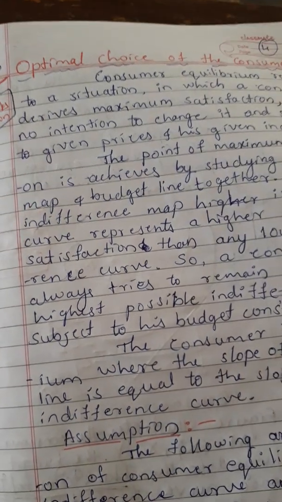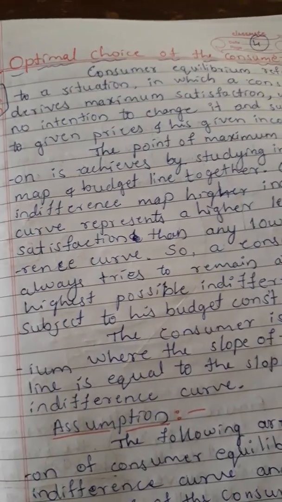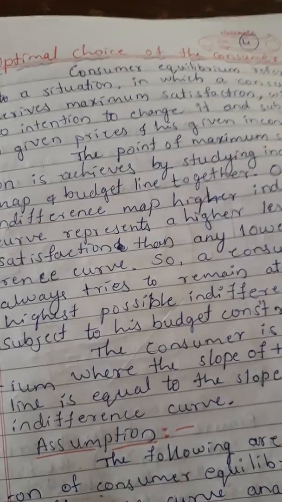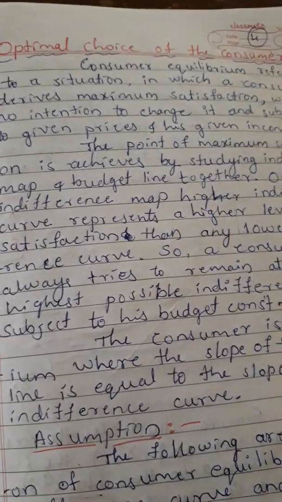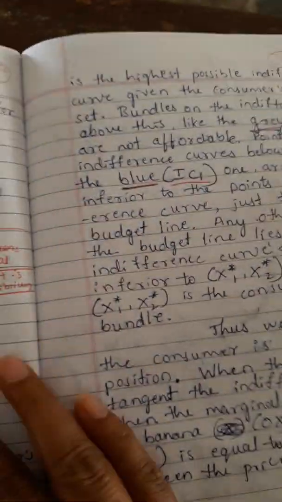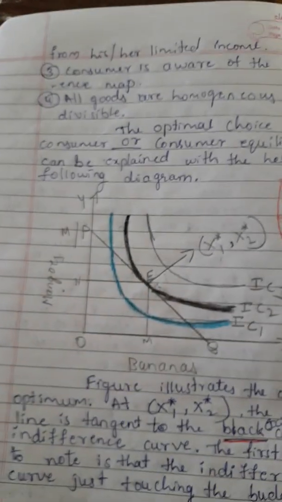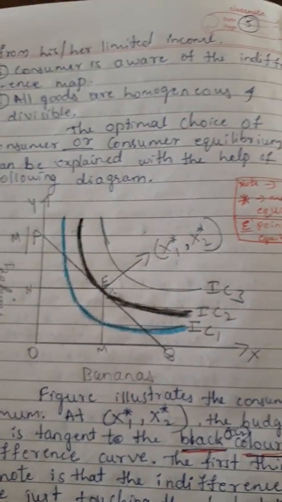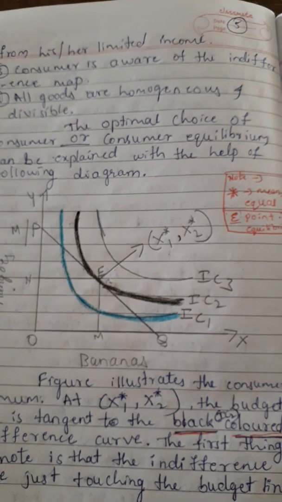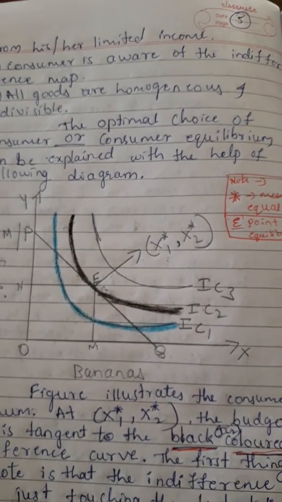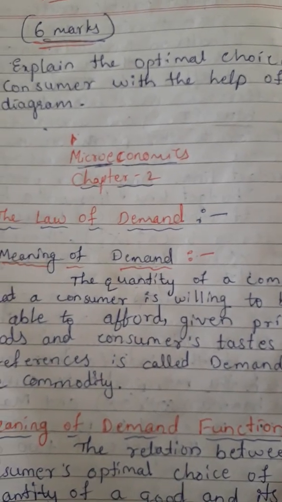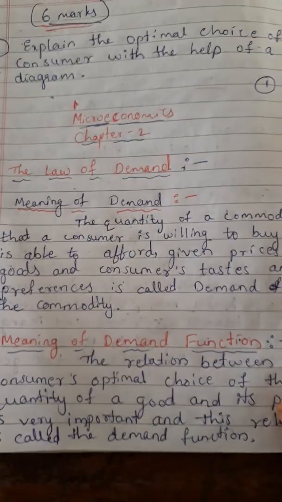Hello students. Last class we discussed the optimal choice of consumers and its assumptions, and explained with the help of a diagram the optimal choice of a consumer, or consumer equilibrium. And today we are discussing the law of demand. First we know the meaning of demand.